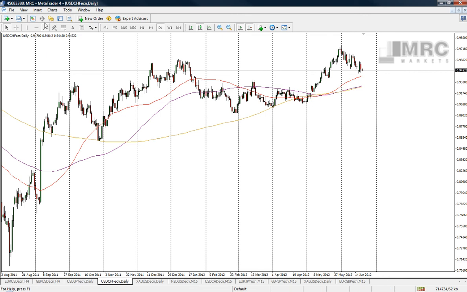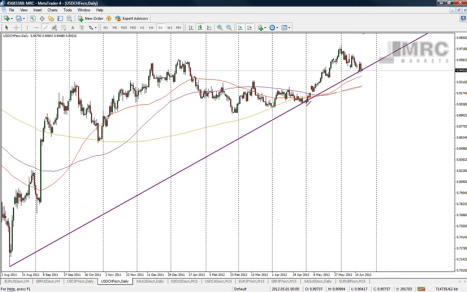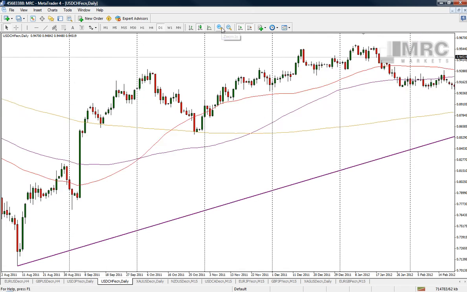What do we have on dollar Swiss? Automatically, the first thing I look at on this daily chart, as you can see, is we're getting a trendline support here, big trendline support back from 2nd of August 2011.